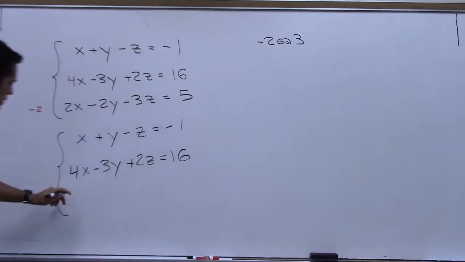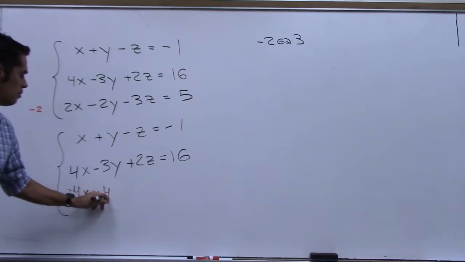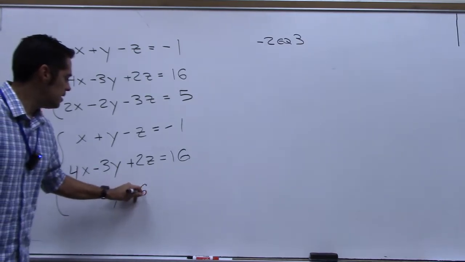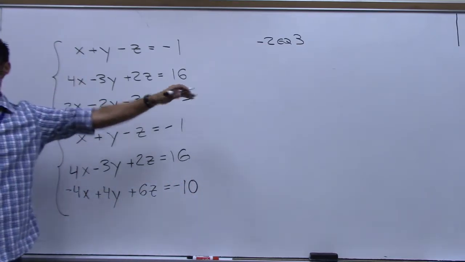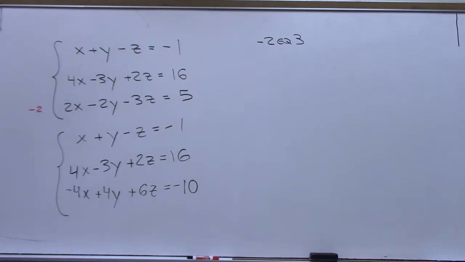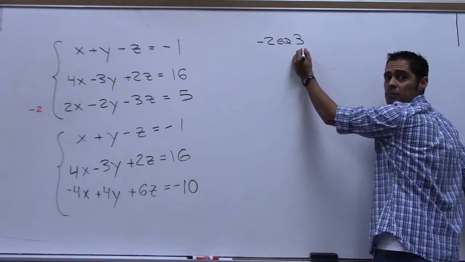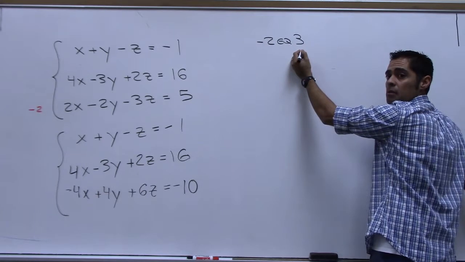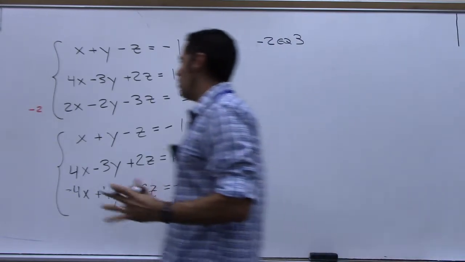So now, what do we have here? -4x plus 4y plus 6z equals -10. So just make sure you pass the -2 through the entire equation, both sides. And now, what do you want to do? Add them together. So you're going to take this right now, right? What we just found, and we're going to add it to what? Equation 2.